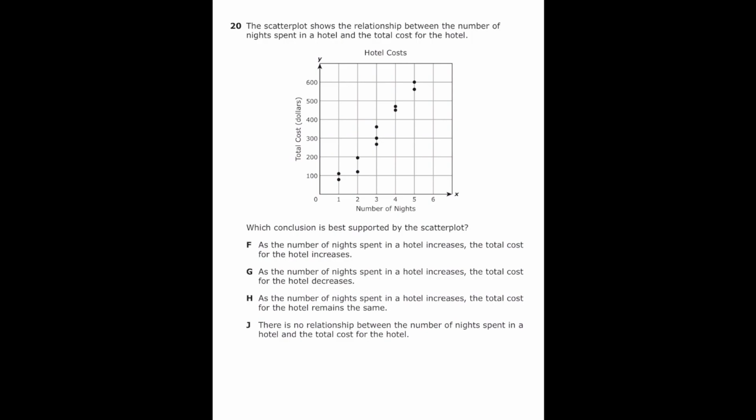So I'm going to put a check next to letter F. Letter G says, as the number of nights spent in a hotel increases, the total cost decreases. And that is obviously not true. Letter H says, as the number of nights spent in a hotel increases, the total cost remains the same. That is also not true. And then letter J says there's no relationship between the number of nights spent in a hotel and the total cost, and obviously that is not true as well, so the correct answer is letter F.